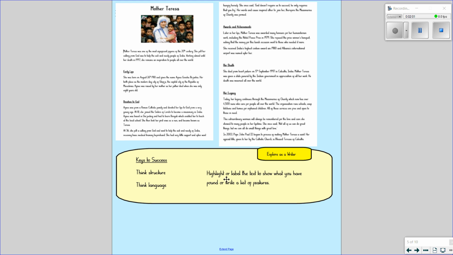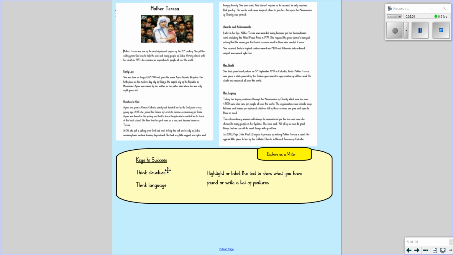You are going to highlight or label the text to show what you have found, to show the different things that are involved in writing a biography. Or you could write a list of features. I don't mind how you do it. If you've managed to print it off, then you might be able to, like we do in class, write the features down, draw some labelling lines, or use a highlighter if you want to. But if you can't print it off, that's fine. Use it on screen. If this version's too small, then you can look at the other one, the PDF on the Google Drive, and write a list of the features.